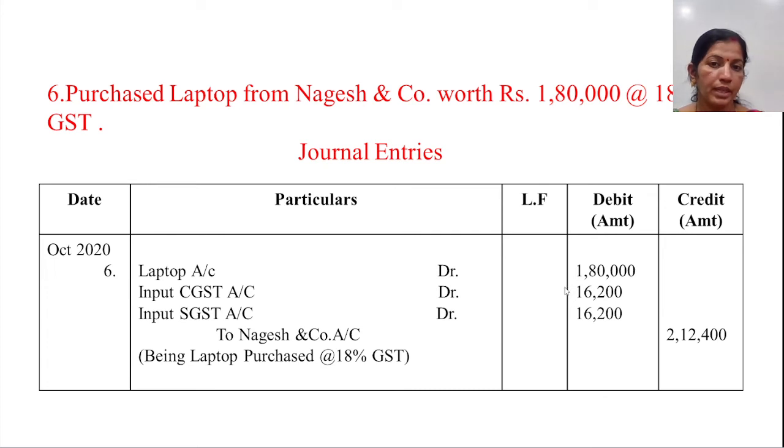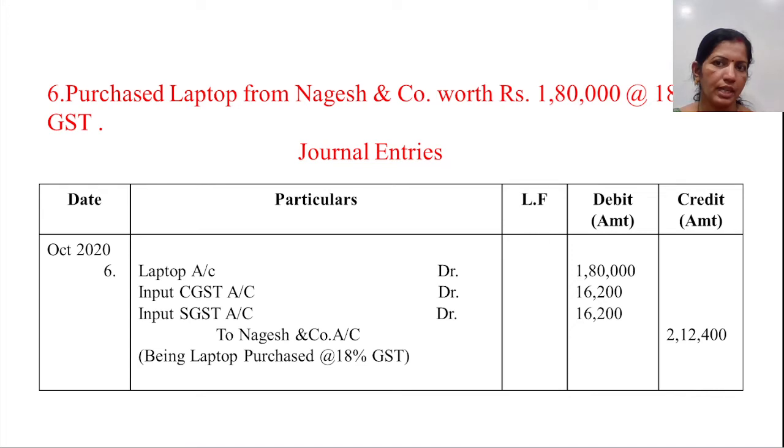2,12,400. Our rule is the dual aspect concept. Remember the dual aspect concept: every debit has a corresponding credit, debit equals credit. See the journal entry: laptop account debit 1,80,000, input CGST account debit 16,200, input SGST account debit 16,200, to Nagesh and Company account 2,12,400 credit balance. See the narration: being laptop purchased at 18% GST.